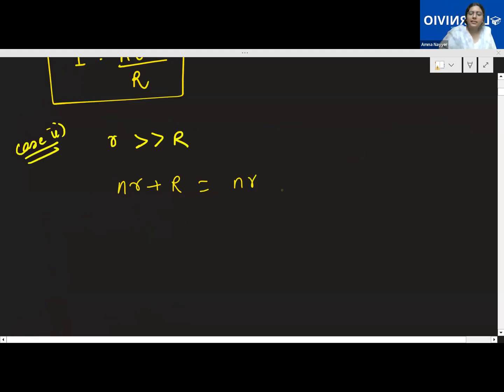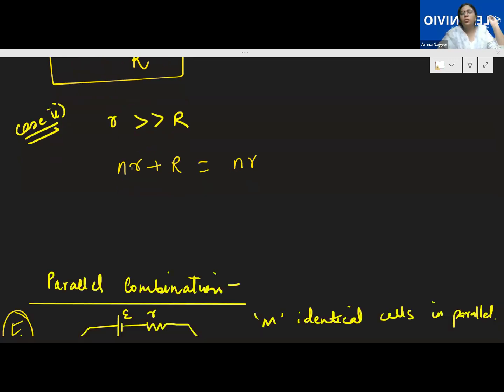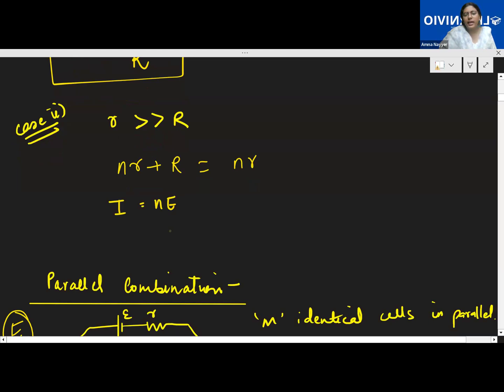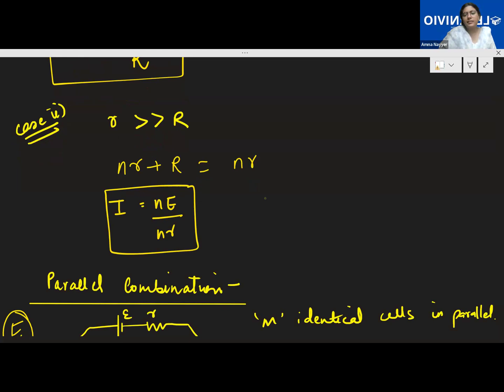If the internal resistor is greater than the external resistor, then it will be equal to NR, which means you can neglect this capital R. It's like NR's value is almost equal to 1000 and the external resistor is just 1. So in that case, I is equal to NE divided by NR. Now here what will happen? N will be cancelled. I is equal to E by R. This part is fine. Till this much, series is done.